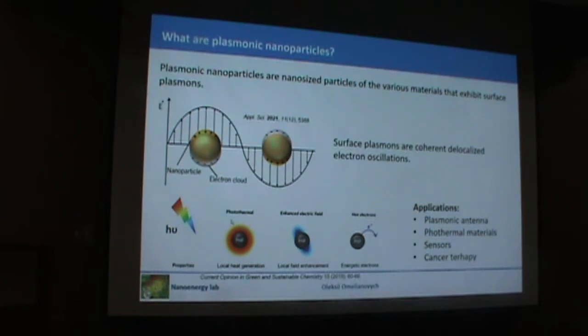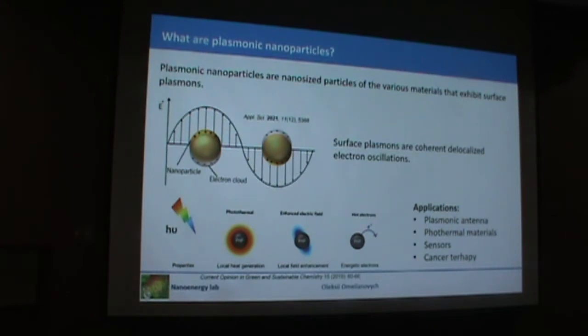Among the effects of the interaction is the photothermal effect, which is a local heat generation. The enhanced electric field, which is local field enhancement, because the photon excites the electron to oscillate stronger, so the electrical field is enhanced. And the hot electron injection, so the electron can actually leave the premises of the nanoparticle and go in some direction.